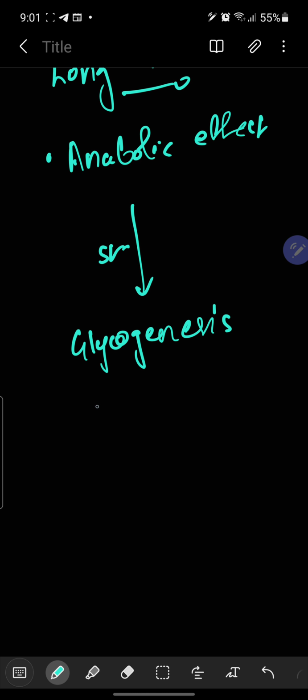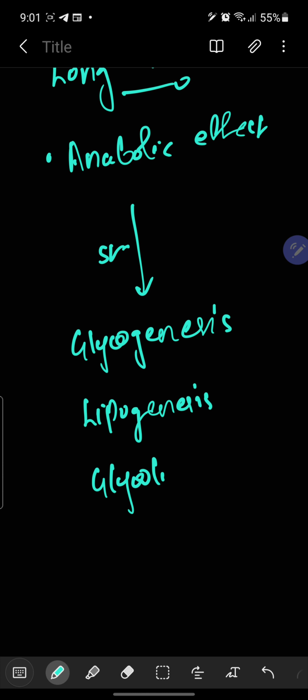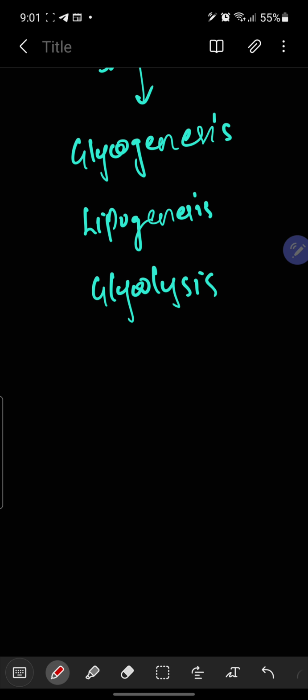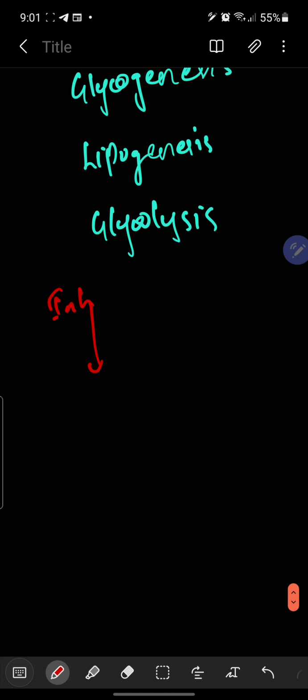Lipogenesis, that means production of lipids, and it also stimulates glycolysis. So the blood glucose level will be decreased. Now it will have certain inhibitory functions.